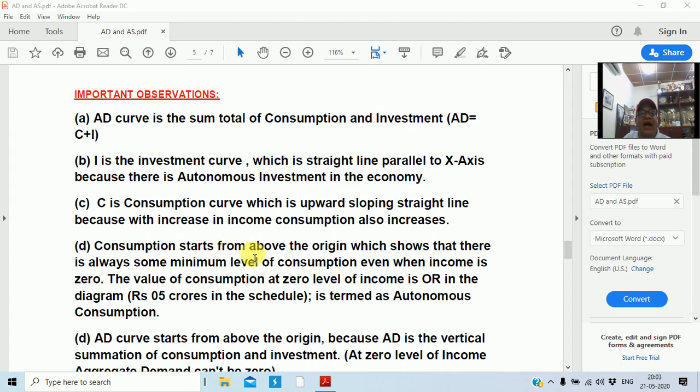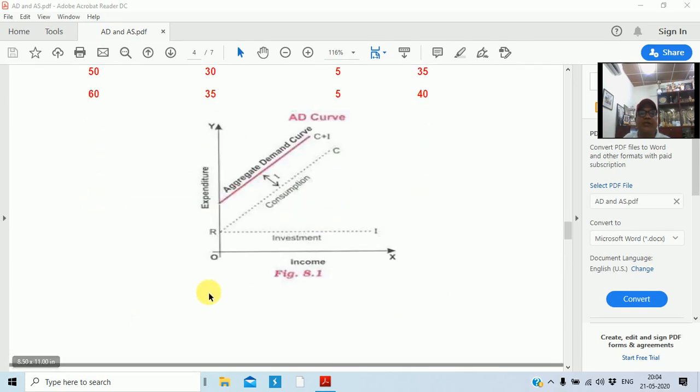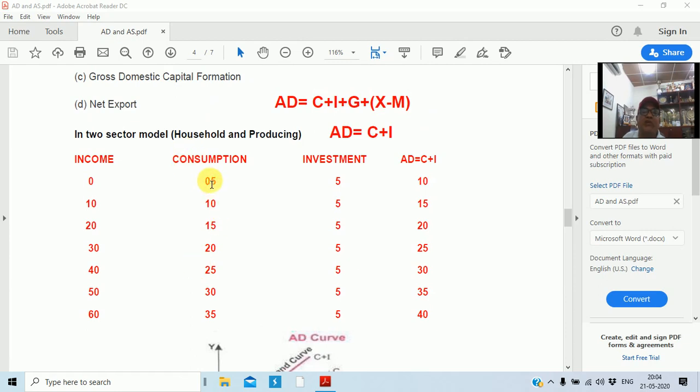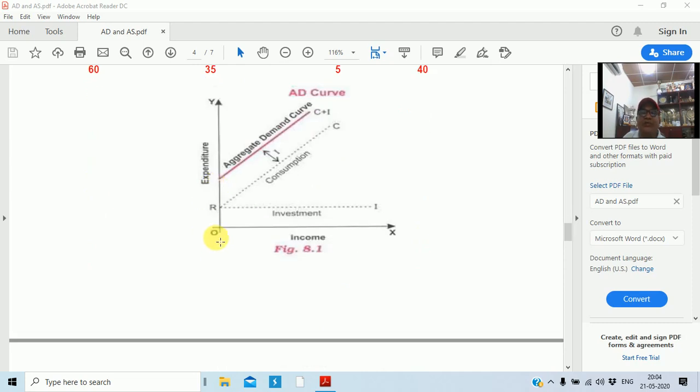Then consumption starts from above the horizon, which shows that there is always some minimum level of consumption even when income is zero. The value of consumption at zero level of income, OR in the diagram, or 5 crores in the schedule, is termed autonomous consumption. What he is saying? Even if income is zero, consumption can't be zero. What do you call this consumption? OR in the diagram, and in the schedule it is 5 crores. This is called autonomous consumption, and that's why the consumption curve never starts from zero or the origin.